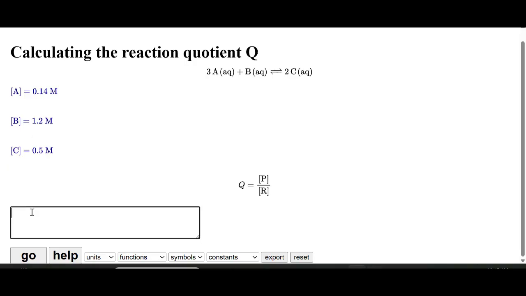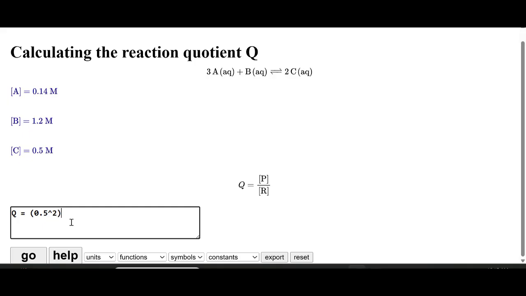Okay, so I'll just show you in PQCalc how you would do this. So you would take Q is equal to, and I'm going to be careful and put parentheses around the top and the bottom of the fraction just to make sure. So the product is 2 C's, so we take this concentration here, but it has the molar on it, so I have to drop that, so 0.5, and then to the power of 2. Oops, that's not the power, to the power of 2.